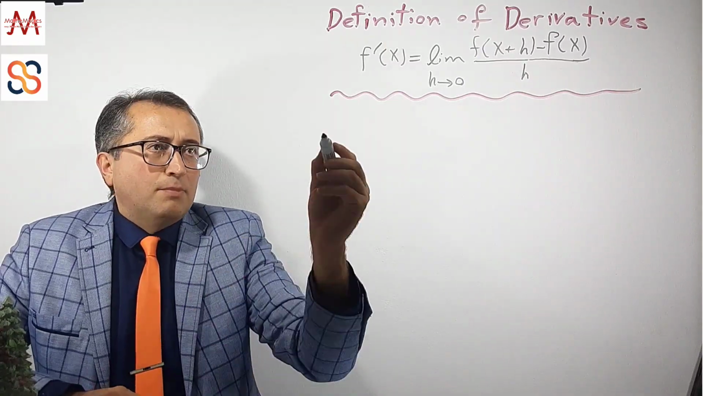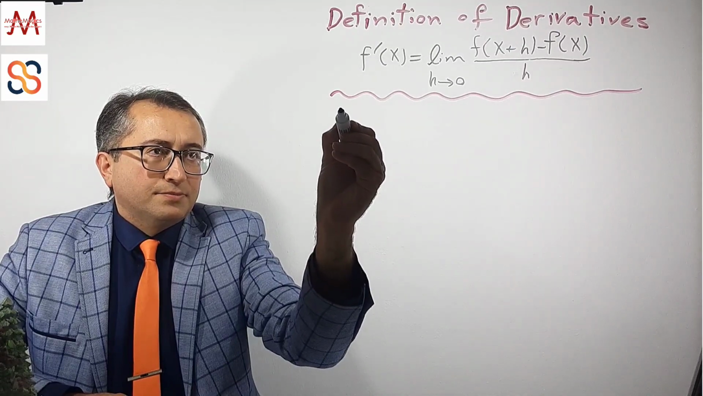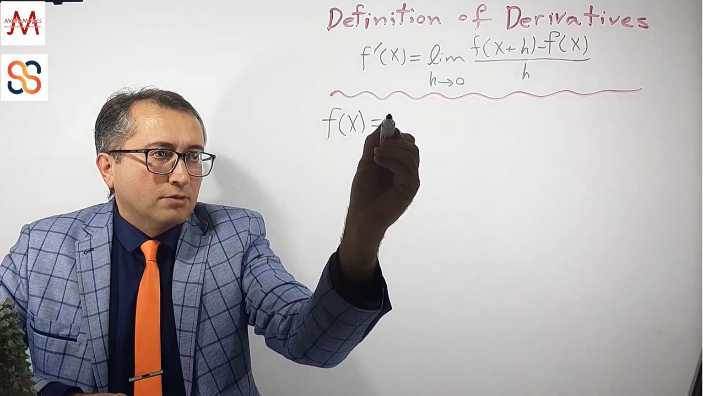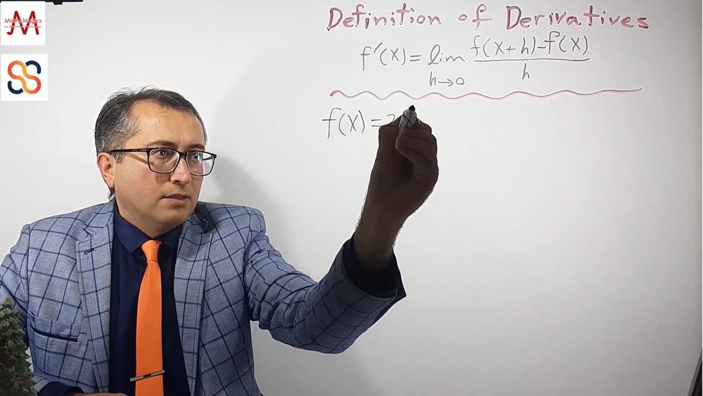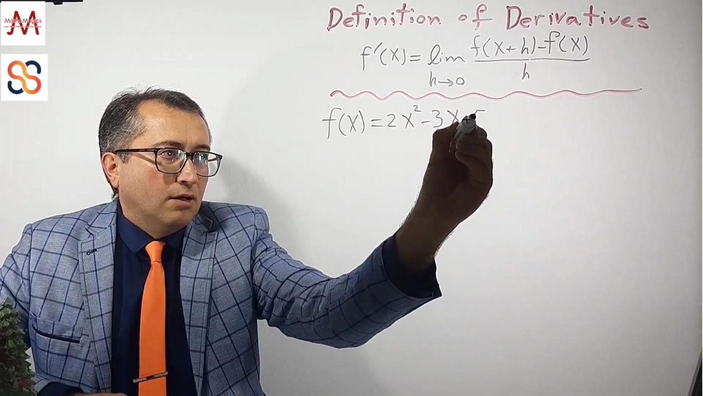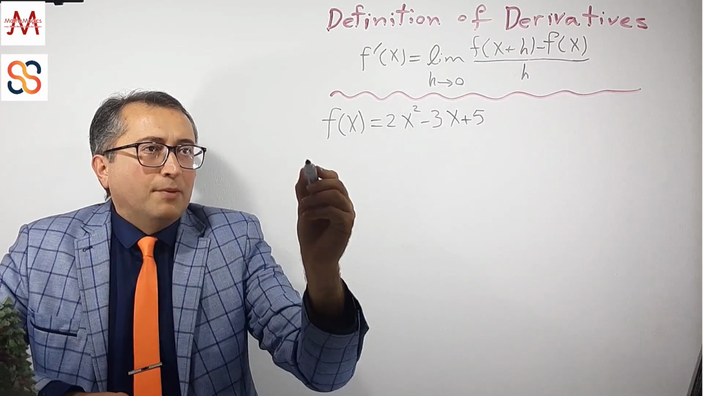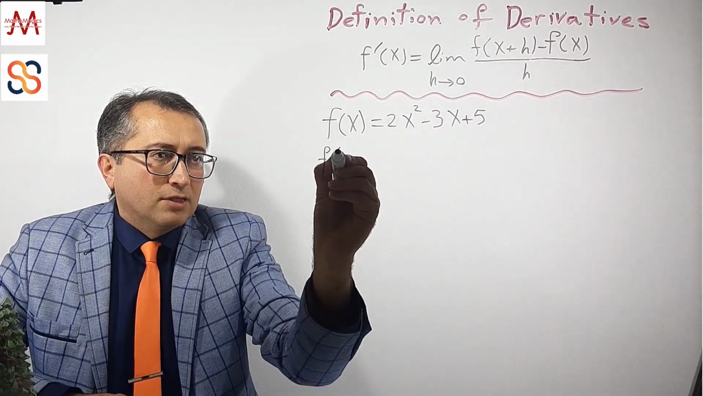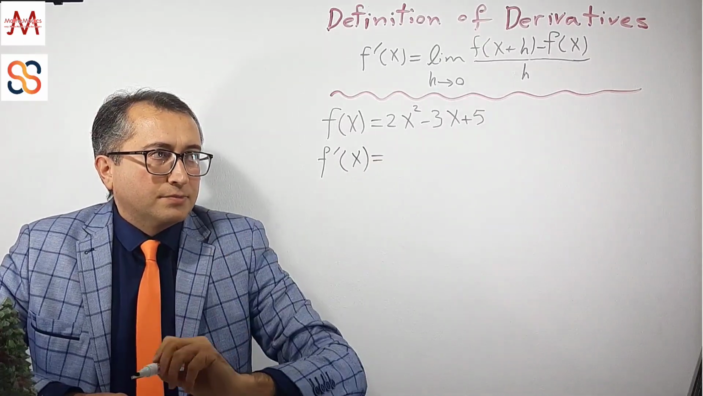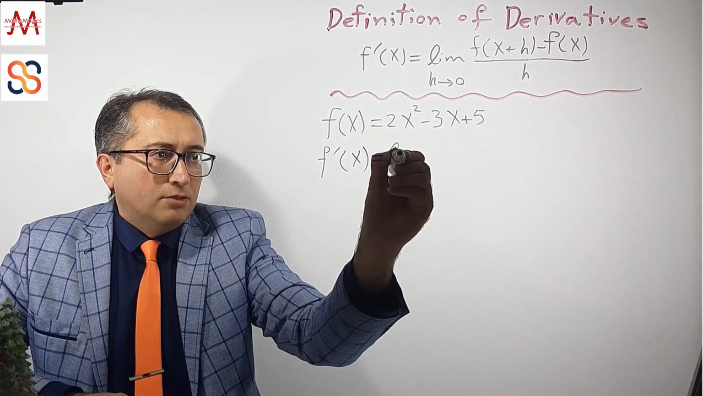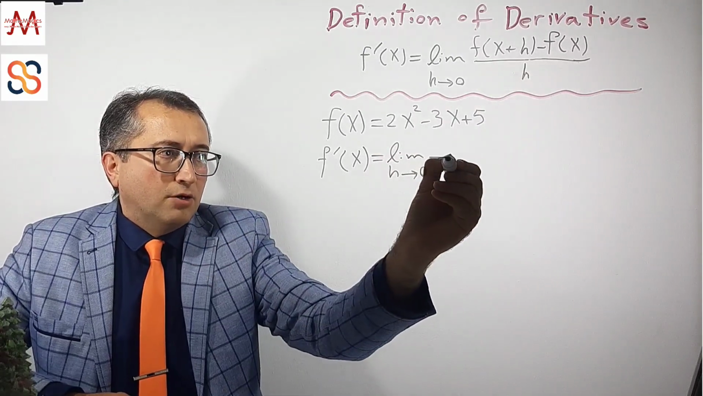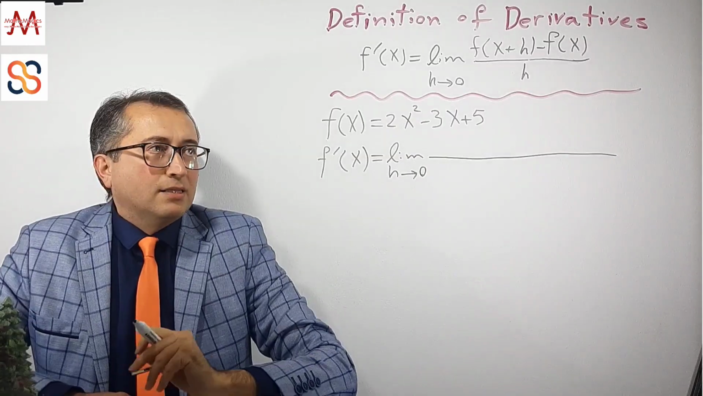Let's do that by solving this example. If f of x equals 2x squared minus 3x plus 5, now I'm going to take the derivative of this function. F prime of x equals, now let's do the limit process as h approaches 0. We have to construct that fraction.